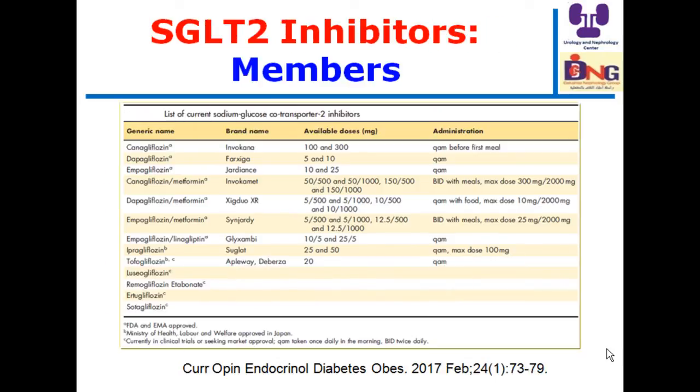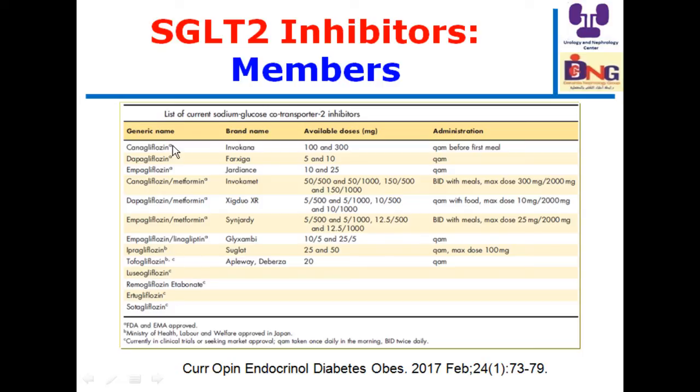To start with, this table summarizes the different names of the list of the current sodium glucose cotransporter 2 inhibitors: generic name, brand name, available dosages, and the route of administration. This class includes canagliflozin, dapagliflozin, empagliflozin, either single or in combination with metformin, and here as well empagliflozin with linagliptin, and other members of the class.